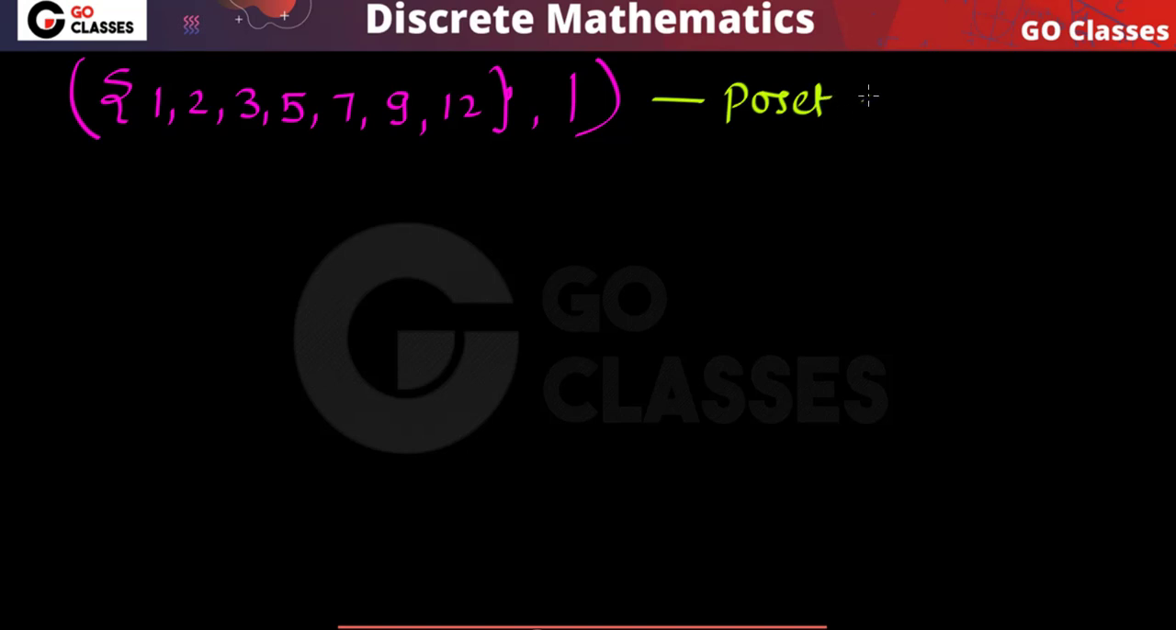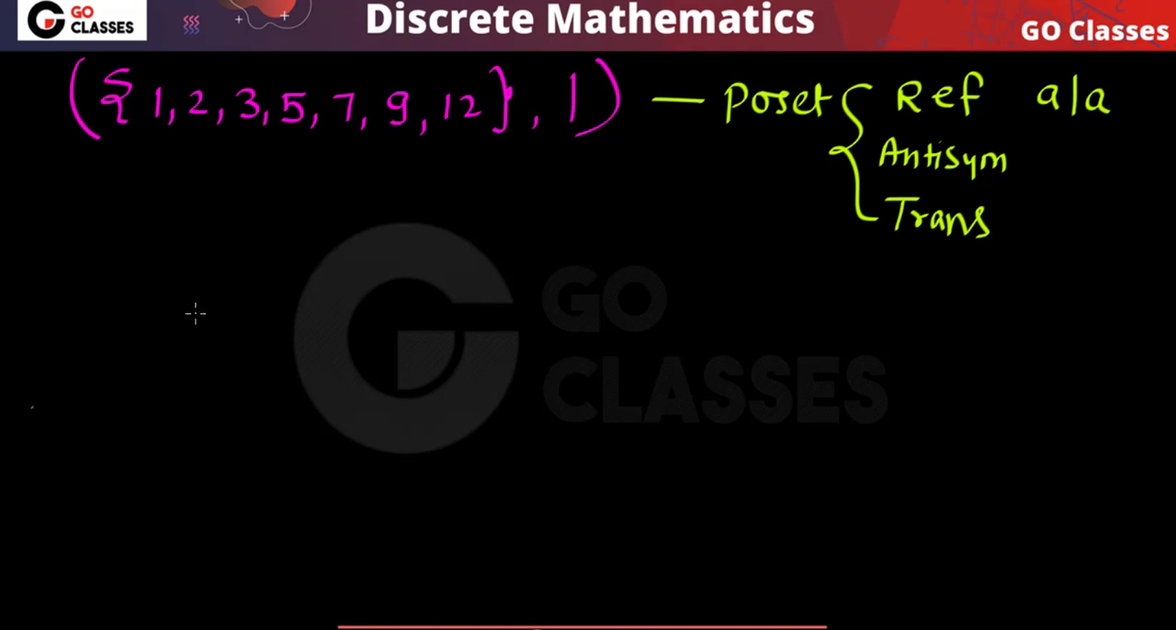This is a poset. Why? Because all these three properties are satisfied. Reflexive, because every number divides itself. I can say that A divides A. Similarly, this is anti-symmetric, because if A divides B and B divides A, then A is equal to B. Next, this is transitive. We already know that the division relation satisfies these properties: reflexive, anti-symmetric and transitive. So this is a poset.